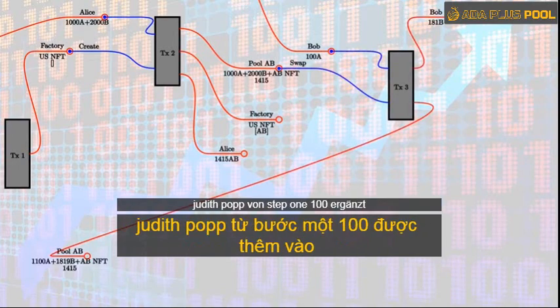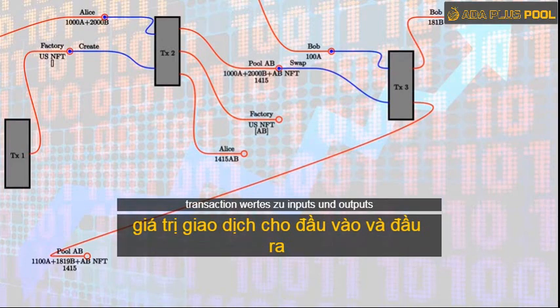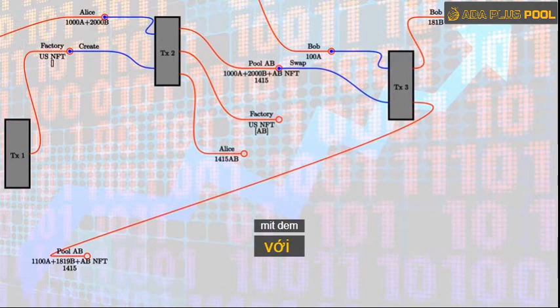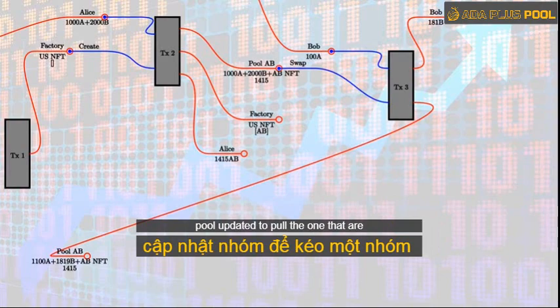So let's assume that Bob wants to swap 100A against B. So what will Bob do? He will create a transaction that has 2 inputs and 2 outputs. The 2 inputs are the 100A he wants to swap and the pool with the swap redeemer. And the outputs are the Bs he gets in return. In this example, that would be 181 Bs, and the pool updated.